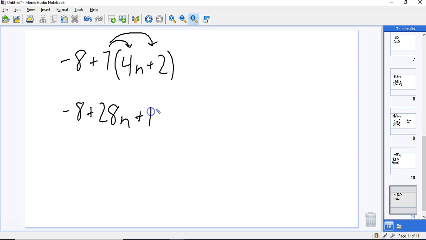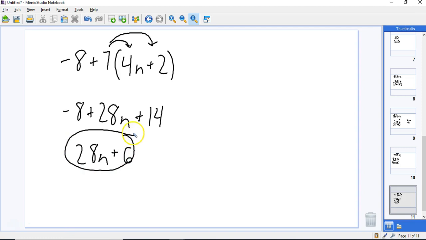to get plus 14. Bring down the 28n, and then I'm doing 14 minus 8, which is 6, and the 14 is a bigger number, so we keep the plus sign. This is my final answer. No more like terms. So it's simplified all the way that we can get it.